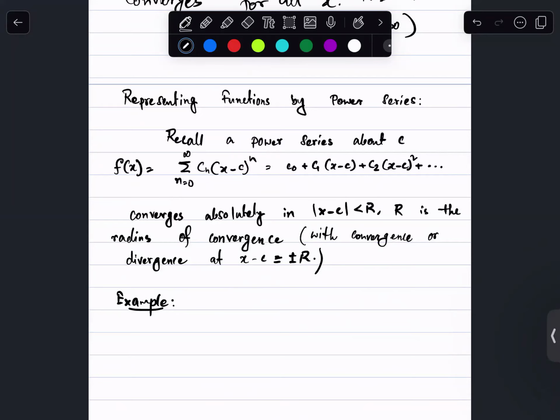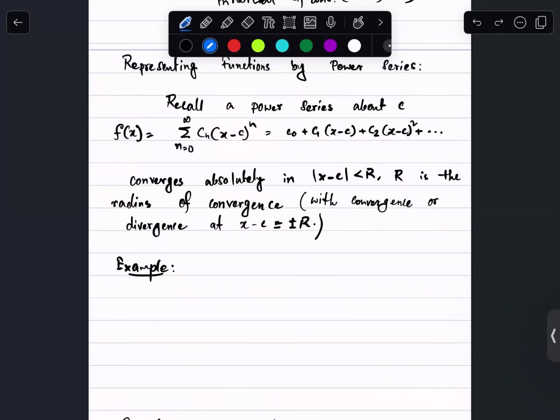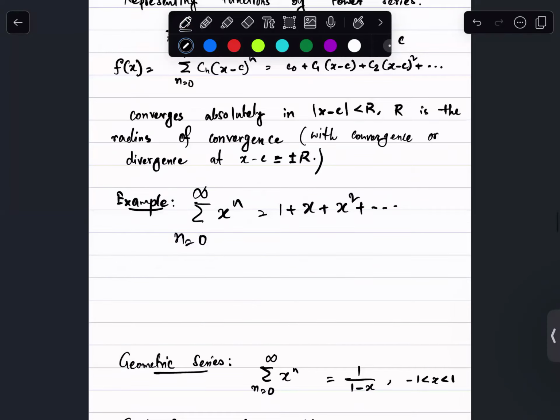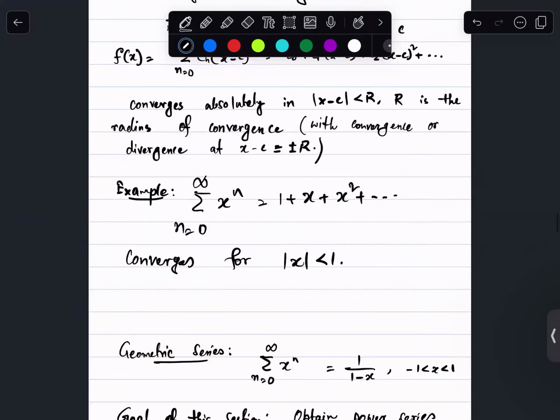So recall that a power series is of this form. And the question is, can I find a nice looking function f(x) which is the same as the infinite series? Let me just focus on the simplest example at the beginning. If I take this series, n equal to 0 to infinity of x^n, which is nothing but 1 plus x plus x squared and so on, this is a geometric series and it converges for modulus x less than 1. That we already know, right?